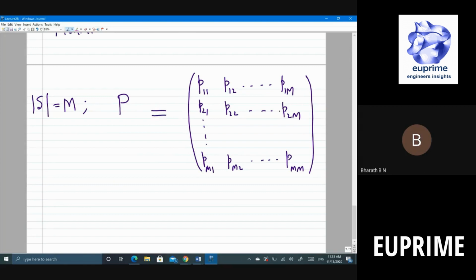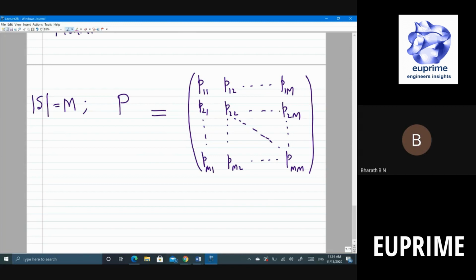So this is a matrix which describes the transition from one state to another state. For example, if you are looking at a transition from ith state to jth state, it's P_ij. The sum of the rows should be equal to 1, right? Sum of the rows or the columns?